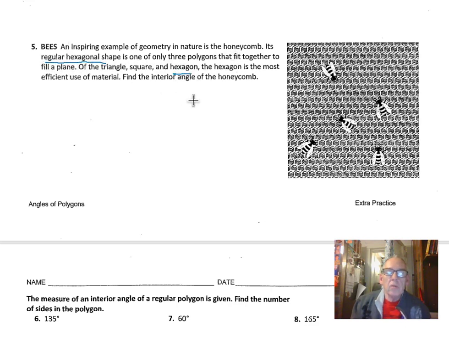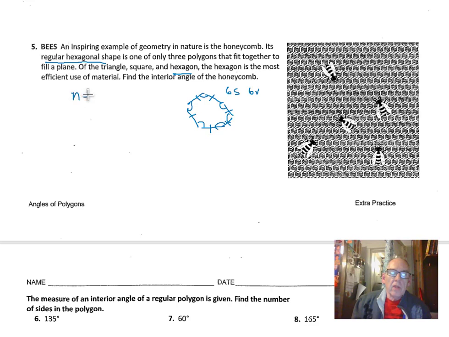Regular hexagonal shape. So if I draw a regular hexagon, it doesn't look regular, but I'm going to make it regular by marking it so. It means that each one of these angles is going to be congruent. And we have one angle for each vertex, one vertex for each side. So 6 sides, 6 vertices, and each angle is congruent because we have a regular figure.